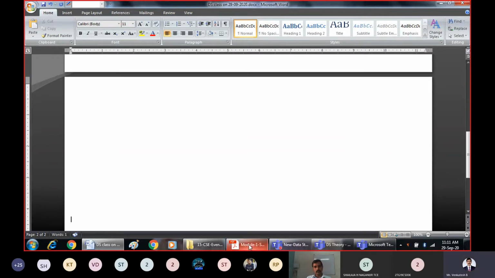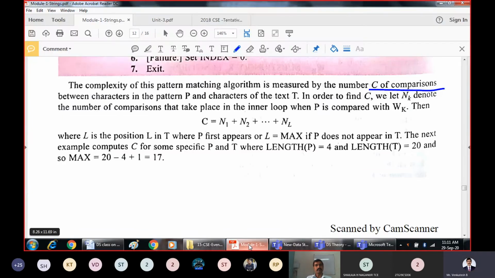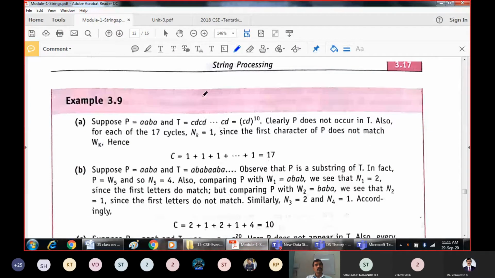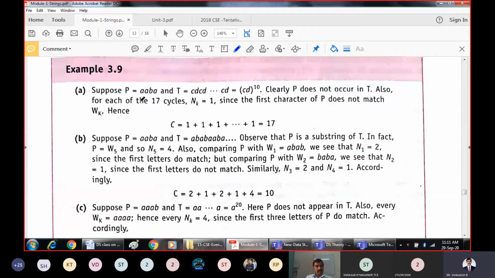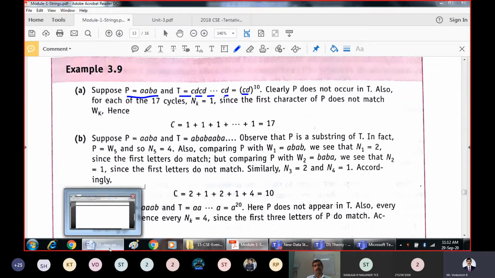Right? Now I'll go for the textbook example, whatever is given in the textbook. Say this is the first example. What is the pattern that they are looking for? Pattern here is AABA. And what is the text given? CD, CD, CD. How many times? 10 times CD is occurring. That means the pattern is AABA and CD is occurring 10 times. So obviously this is not a successful one.